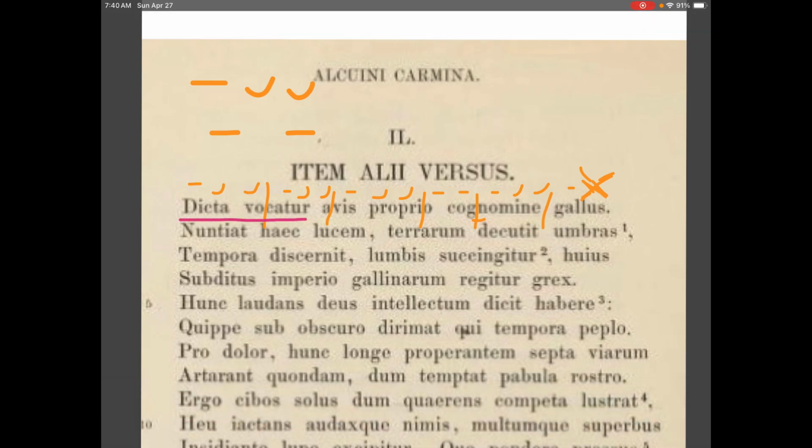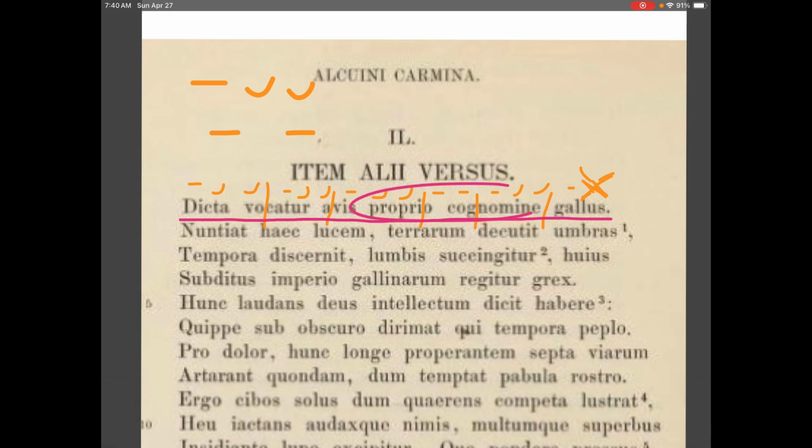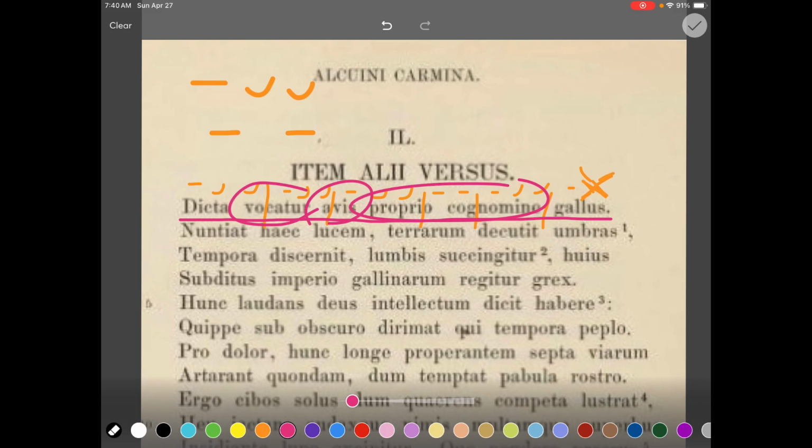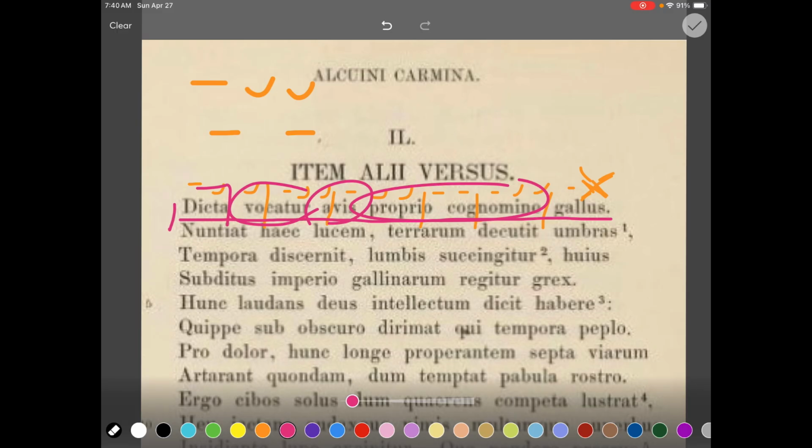Dicta vocatur avis proprio cognomine gallus. So, gallus, a rooster, by his proper name, a bird called... Dicta means things that have been spoken, and I'm not sure whether it is a nominative or an accusative in this sentence. So we definitely have a rooster, a bird, called by his proper name, what is being called.